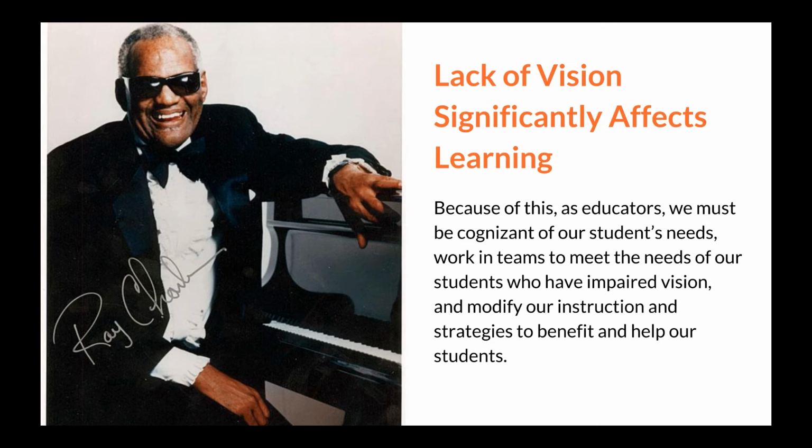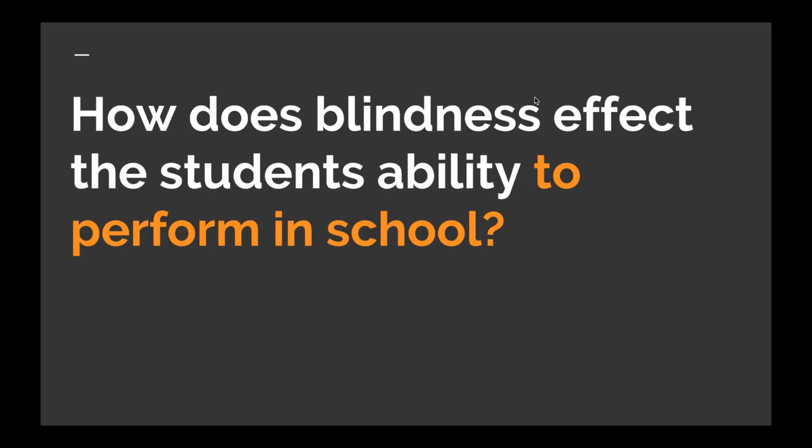Curriculum areas that require unique strategies or adaptations for students with visual impairments include concept development, academic functioning, communication skills, sensory and motor skills, social emotional skills, orientation and mobility, daily living skills, career and vocational skills, and utilization of low vision. Because of this, as educators, we must be cognizant of our students' needs, work in teams to meet the needs of our students who have impaired vision, and modify our instruction and strategies to benefit and help our students.